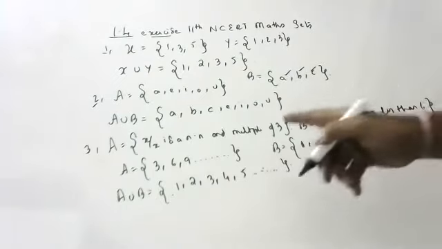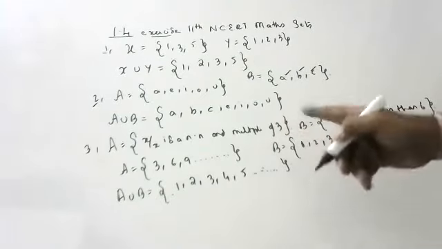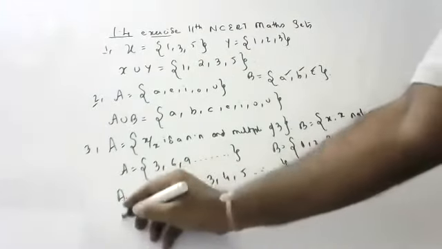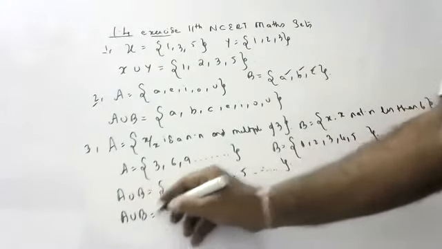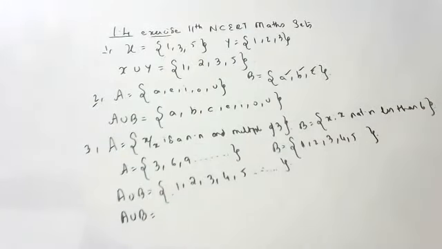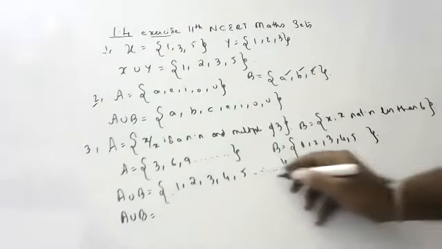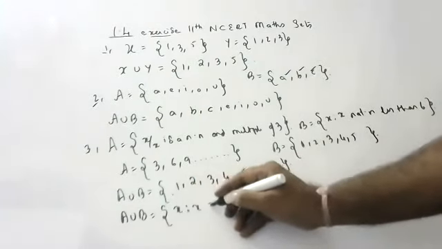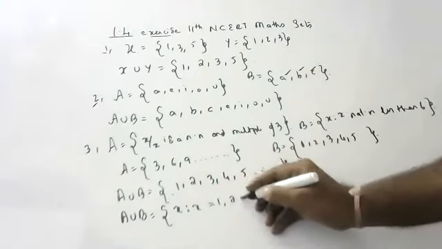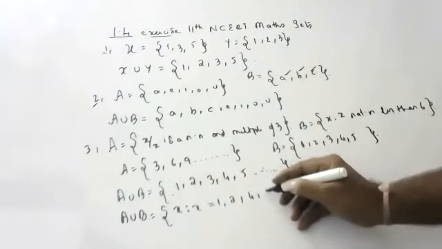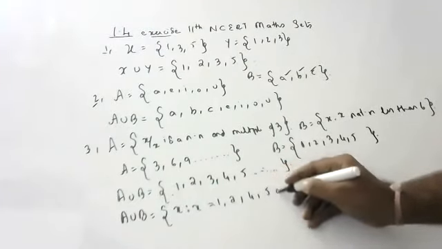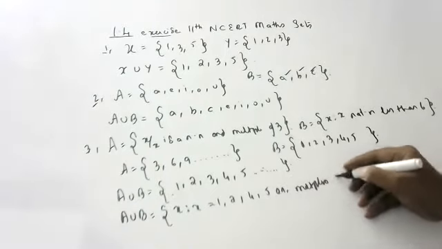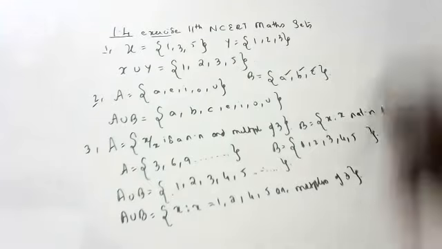So the third one, children. A is 3, 6, 9, and B is {1, 2, 3, 4, 5}. A union B, you have to write again in set builder form. He is asking, children, you have to write this in set builder form: {x such that x is equal to 1, 2, 4, 5, or a multiple of 3}. Like that you can write, children.